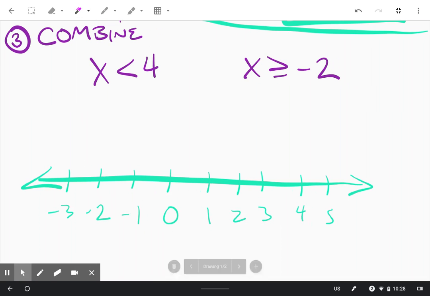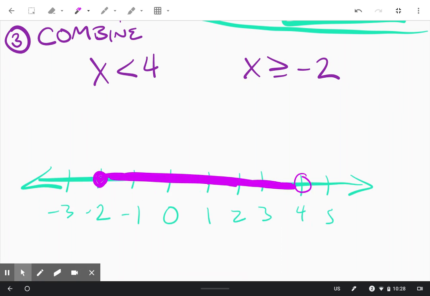So if it says x is less than 4, 4 is going to have an open circle, and it's going to be less than. But it also says x is greater than or equal to negative 2. So we're going to have a closed circle at negative 2. And we're going to see that these are going to join up. So this is a conjunction.